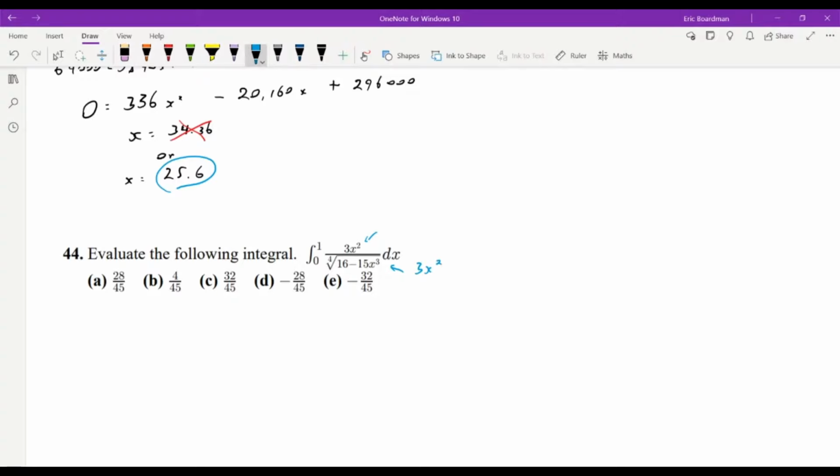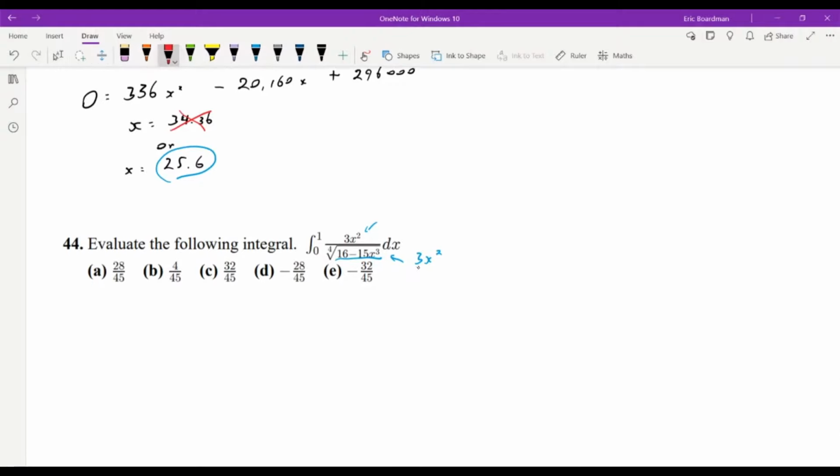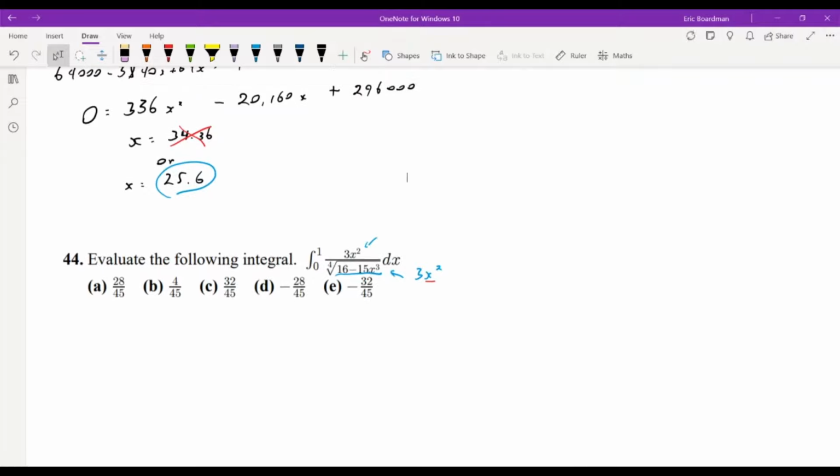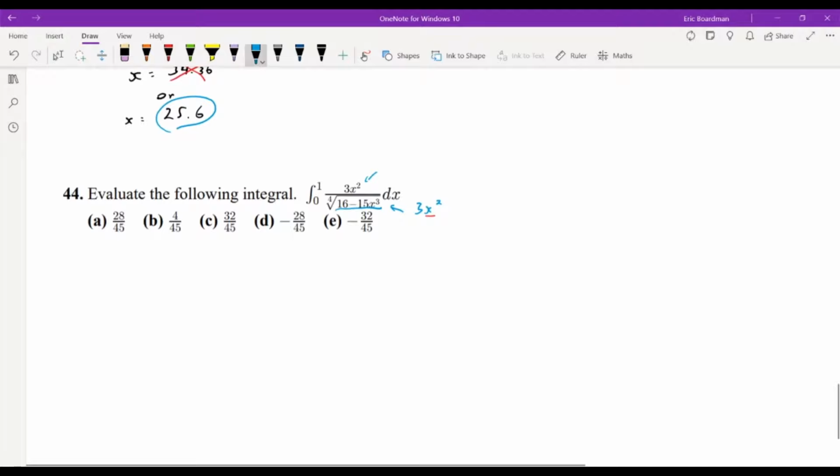If I did a u substitution and set u equal to the denominator, the derivative would be a constant times x squared. That would turn into our du, which would go at the end of the integral, and then we could just solve it in terms of u. So I'm going to rewrite the integral right here: 0 to 1 of 3x squared over the fourth root of 16 minus 15x cubed, integrated with respect to x.